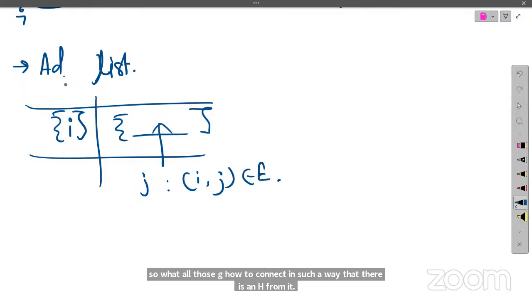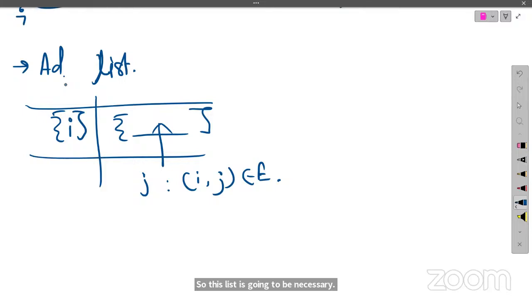Now, there are several cases where the adjacency matrix will be much easier to handle, and there are some cases where using the adjacency list is much more useful. Those two things we will learn when we talk about the complexity of the BFS and DFS processes.